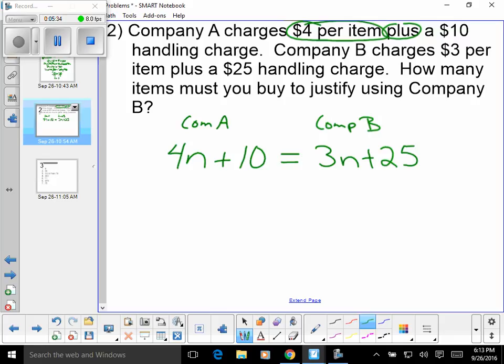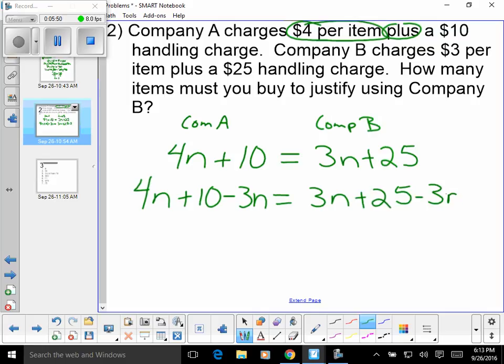At this point, I'm going to bring the 3n over to the left side. So I'm going to copy my 4n plus 10 and take away 3n equals my 3n plus 25 minus 3n. On the left side, I will have n plus 10 equals, on the right side, all I have left is 25. Now if you want to, yes, you can go add the opposite. And here too, you can go add the opposite. Now you have a one-step equation.